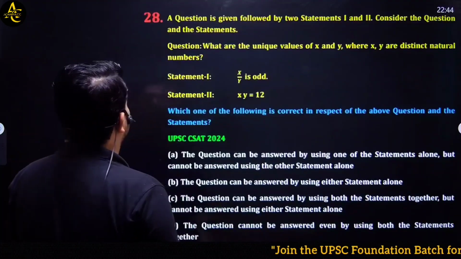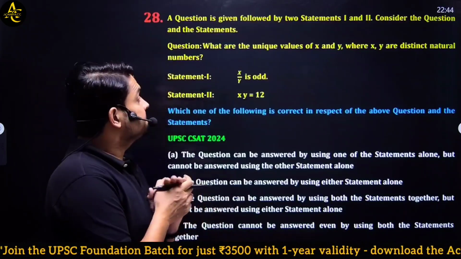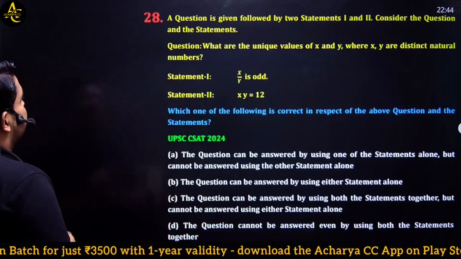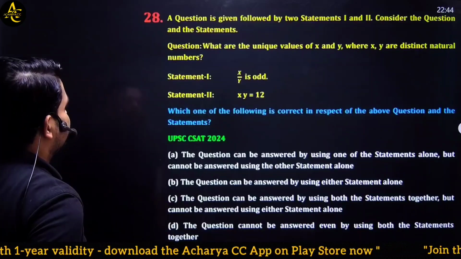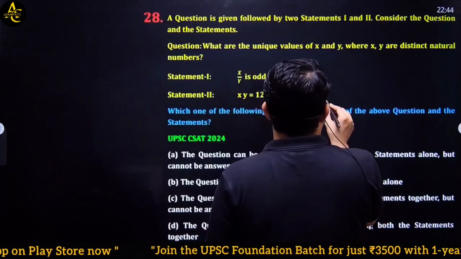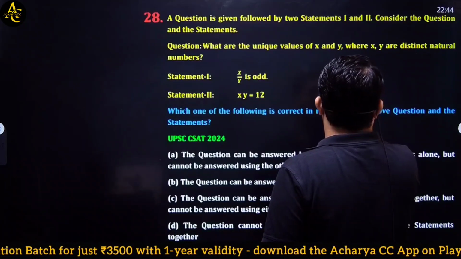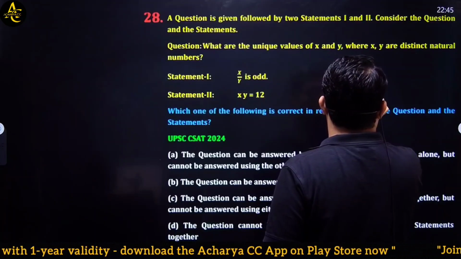Next, a question is followed by two statements, first and second. Consider the question and the statement. What are the unique values of x and y? Again, you have to tell the unique, meaning exact, value of x and the exact value of y.